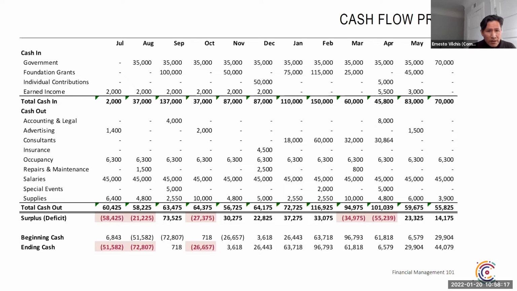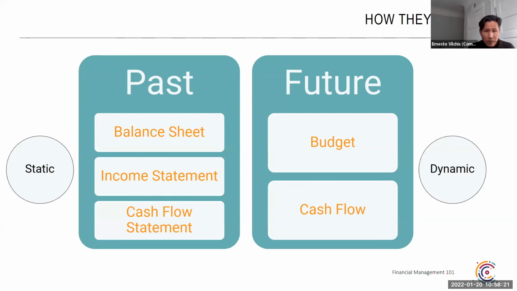How they interact, real quick, past and future. The past, the financial statements, are static. Once you do them, they reflect that. That's it, you're done. How you ended the year, that's how you ended the year. How you performed during that year is also already past, done. And the cash flow statement as well. Everything in the past is static.